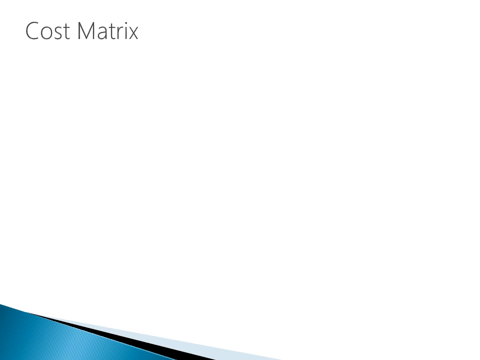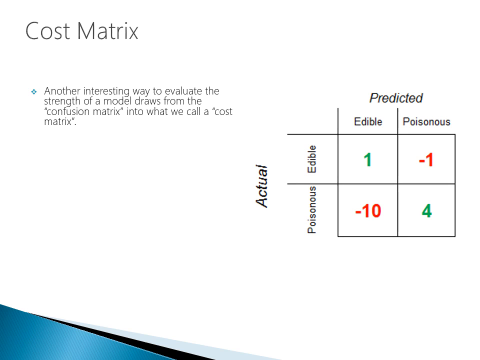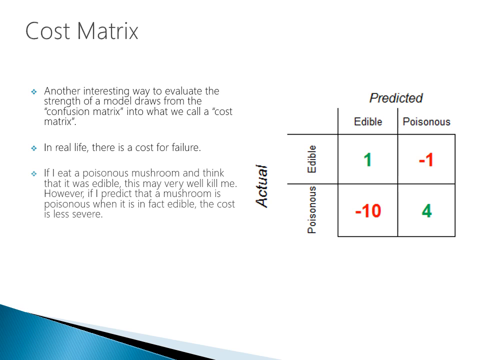There's another concept that can be used in conjunction with a confusion matrix that I want to touch upon here, and this is what's called a cost matrix. Another interesting way to evaluate the strength of a model draws from the confusion matrix concept and into what we call a cost matrix. In real life, there's a cost for failure. If I'm going to make a predictive model and I'm wrong in my prediction, well, it depends on the type of prediction that I'm doing and what the cost is.